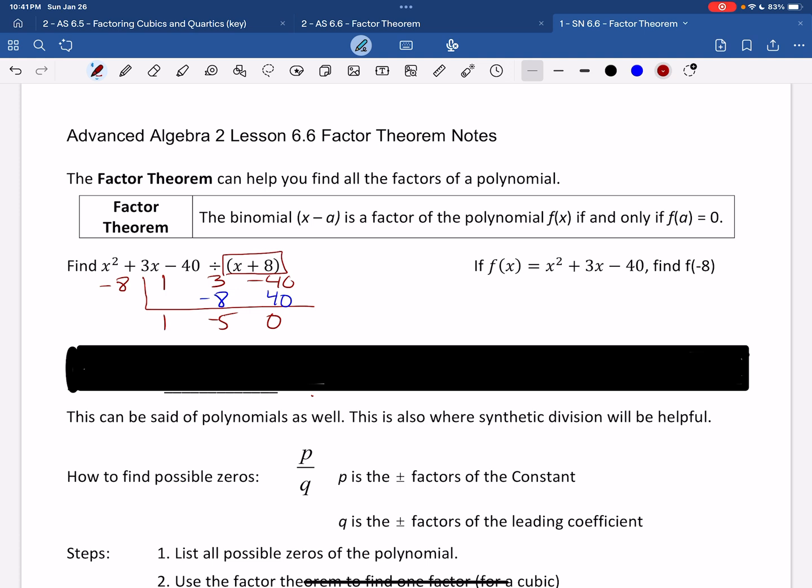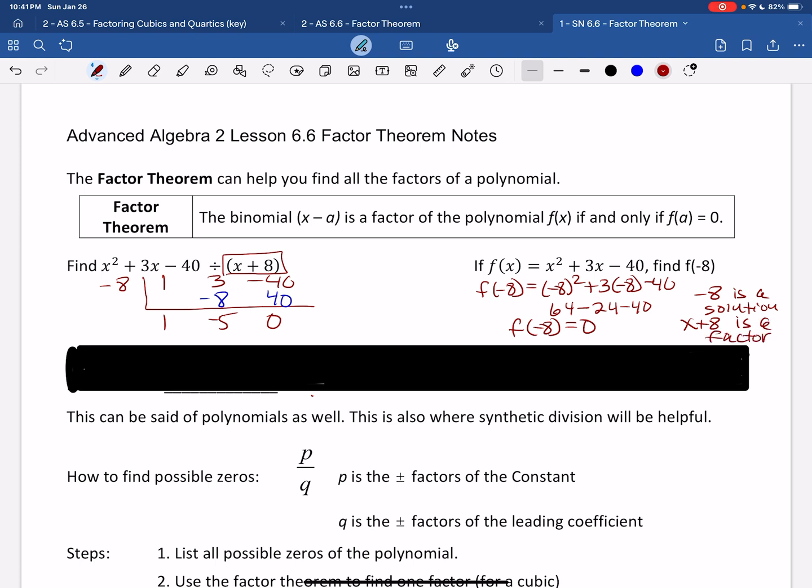Now, what the factor theorem is saying is, instead of doing the division, just plug negative 8 in for x. So negative 8 squared plus 3 times negative 8 minus 40. Of course, this is 64, this is negative 24, and this is negative 40. And sure enough, f of negative 8 is equal to 0. So I have proven that negative 8 is a solution. Therefore, x plus 8 is a factor.